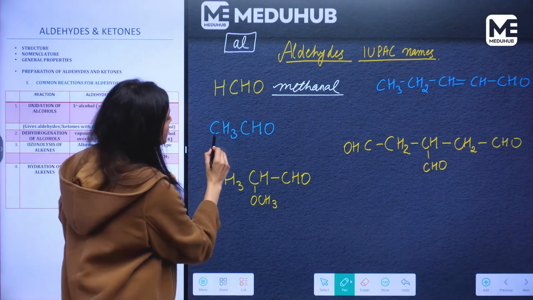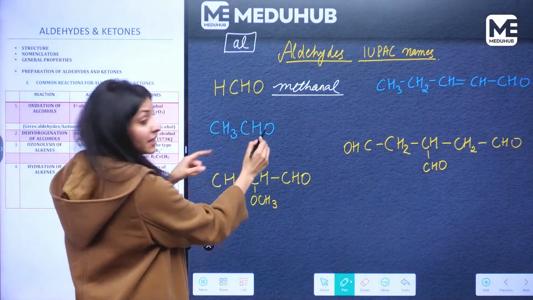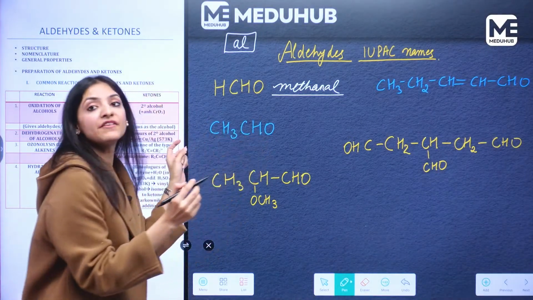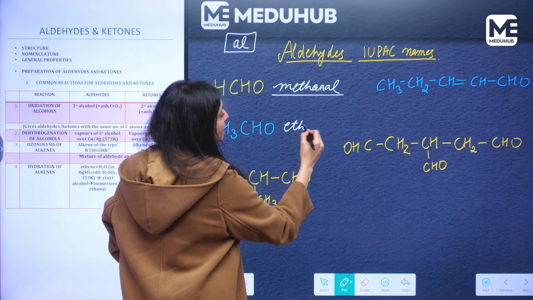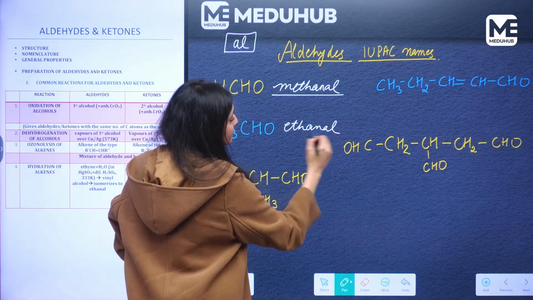Coming here, now this has two carbons, CH3CHO. This is derived from ethane. So the aldehyde will be called ethanal.